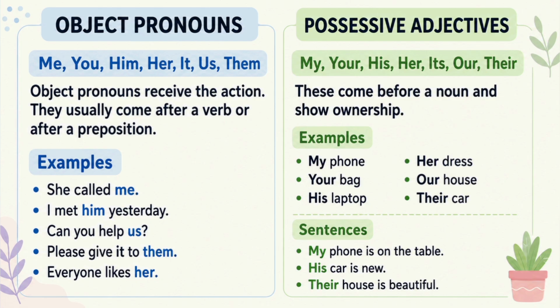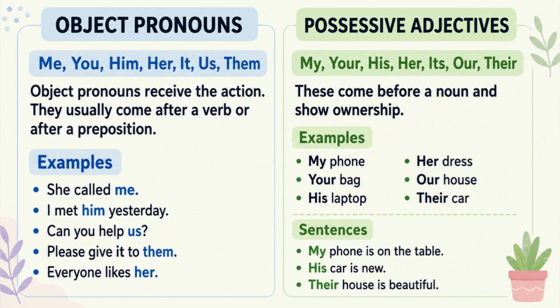Next, we have object pronouns, which receive the action and usually come after a verb or a preposition. These are me, you, him, her, it, us, and them. You can use them in sentences like she called me, I met him yesterday, can you help us, please give it to them, and everyone likes her.